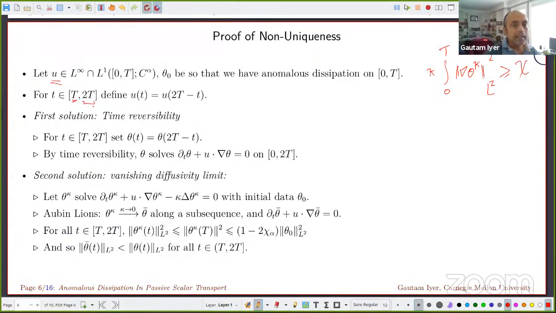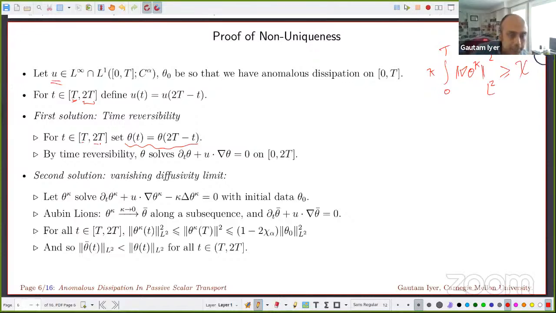All right. And then between time big T and 2T, let's time reverse it. So u of t, for time between big T and 2T, is just minus u of 2 big T minus t, right? And now I'm just going to write down two solutions of the transport equation, which have to be different. Solution one, time reverse it. Take the old solution you had up to time T, and time reverse it between time big T and 2T. Yeah, so that's the formula.